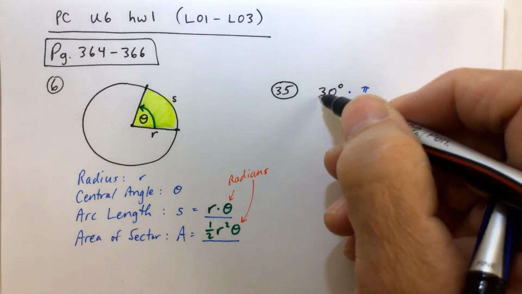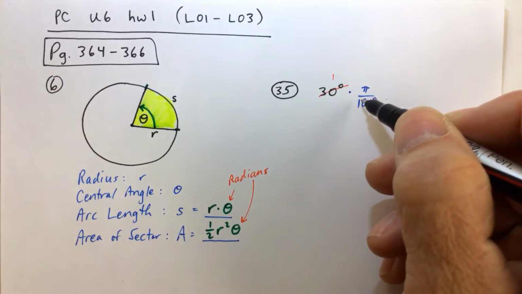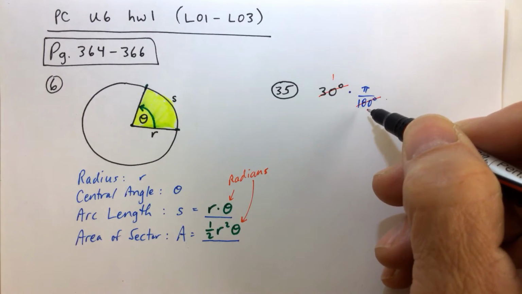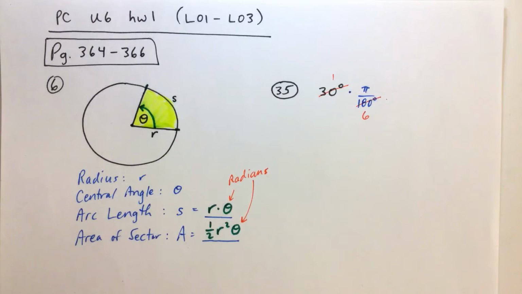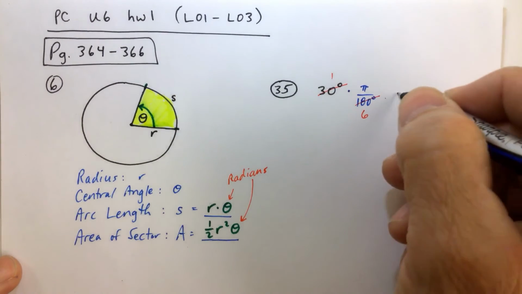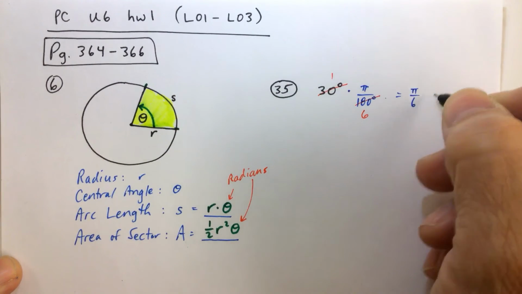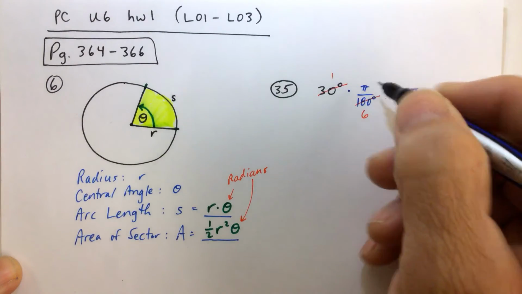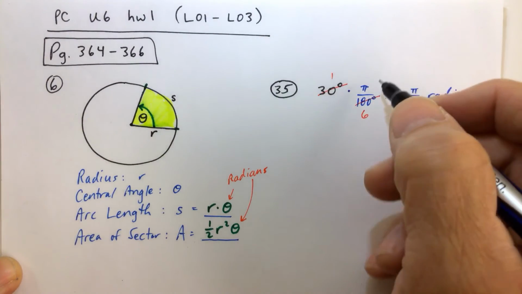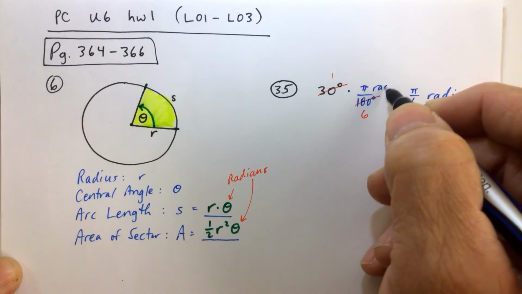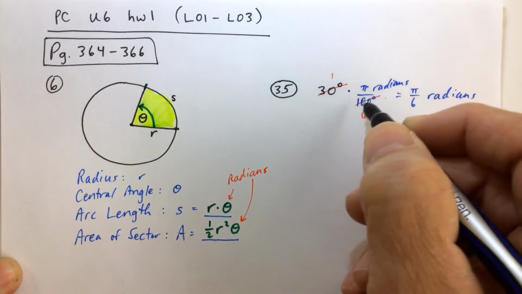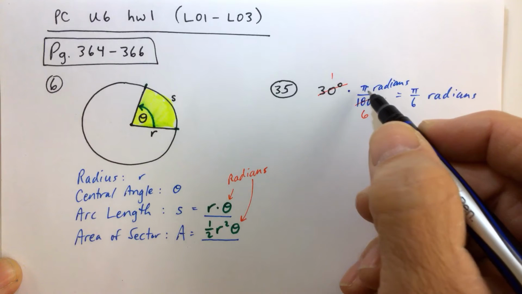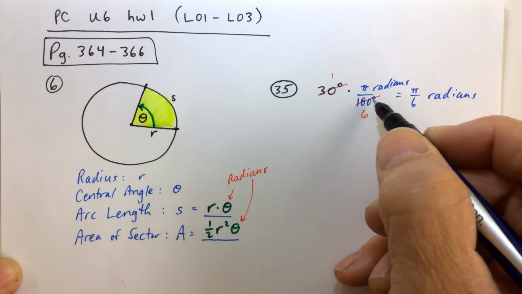So we just take 30 and divide it evenly. 30 degrees divides evenly into 180 degrees 6 times. And so 30 degrees is the same as pi over 6 radians. So really when we show we're multiplying by pi over 180, we're really multiplying by pi radians over 180 degrees, because pi radians is the same as 180 degrees.